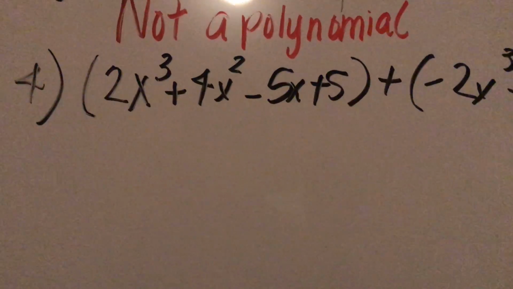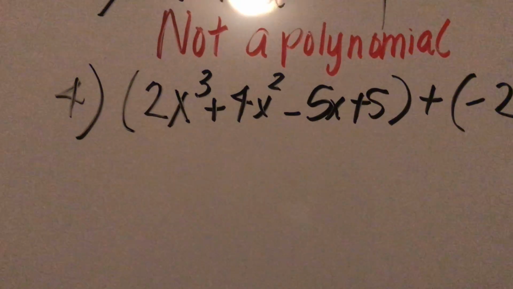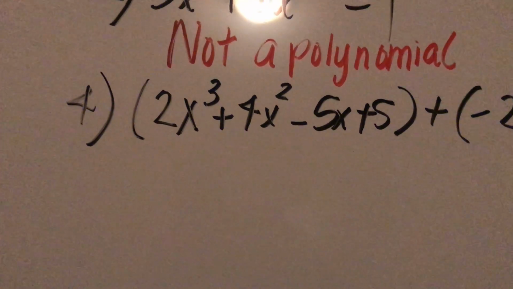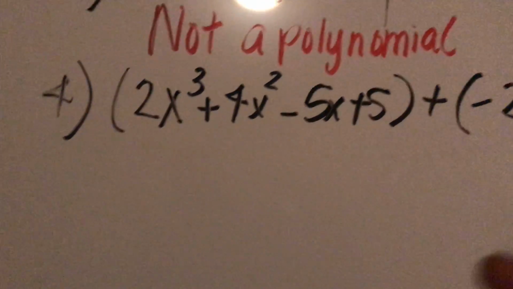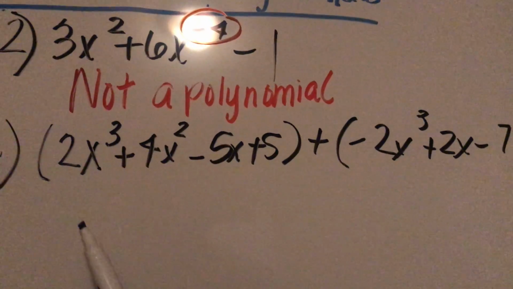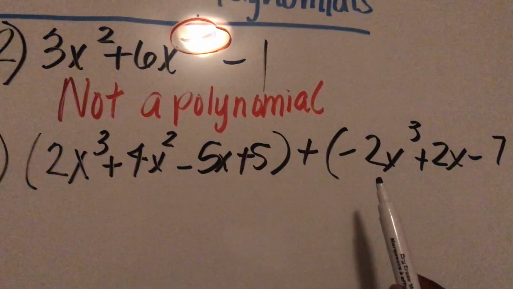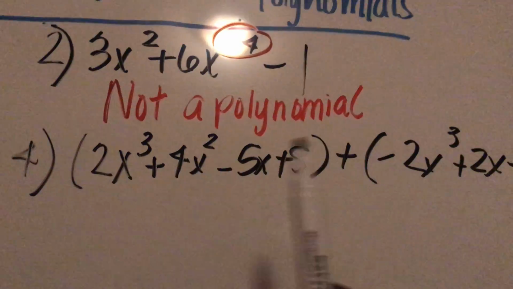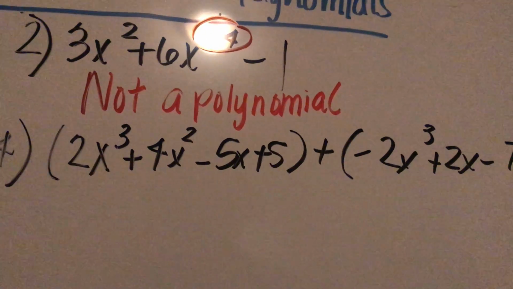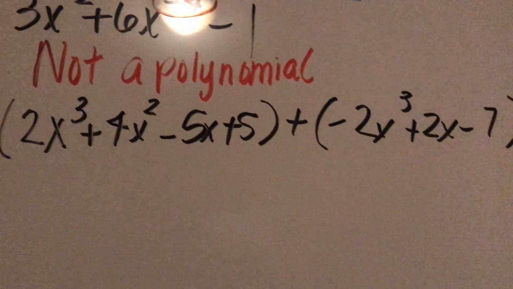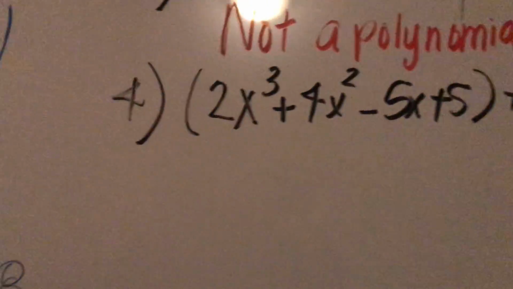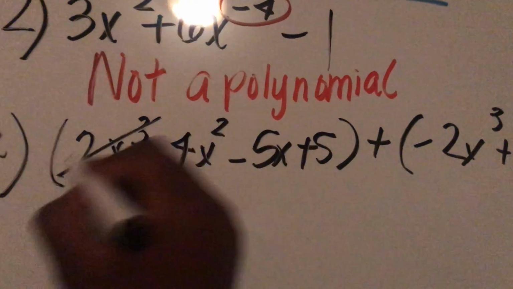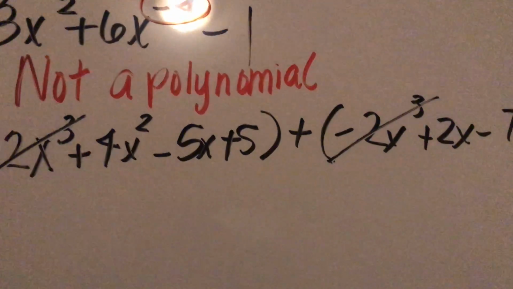So first we start with the term with the largest exponent. Okay? In this case, we have 2x cubed and negative 2x cubed. So 2 plus negative 2, we know that's going to cancel out, right? So we're not going to have a cube, because those are going to cancel.